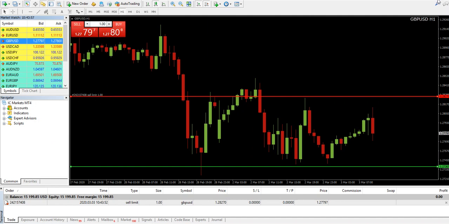Meaning, if price moves from where it is to touch that line, a sell trade will be entered in the market automatically by your broker or by your trading software. You don't have to worry about it.